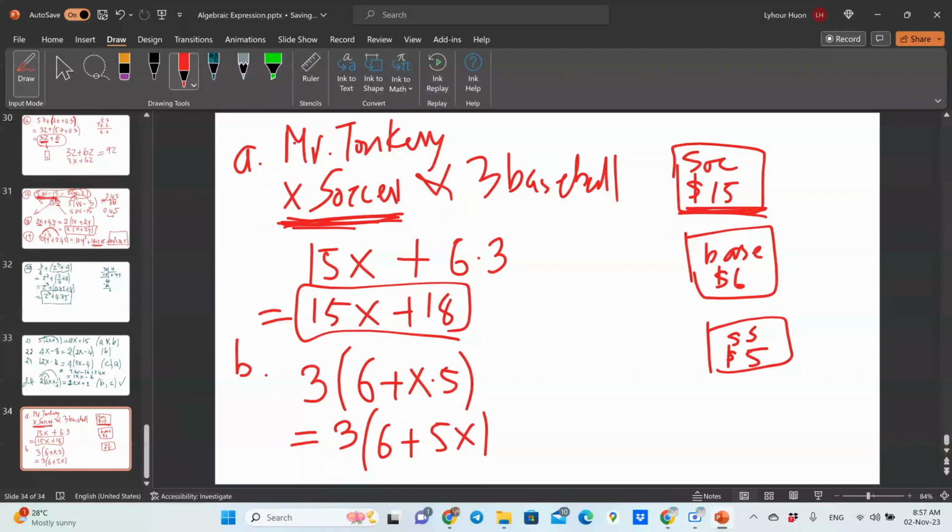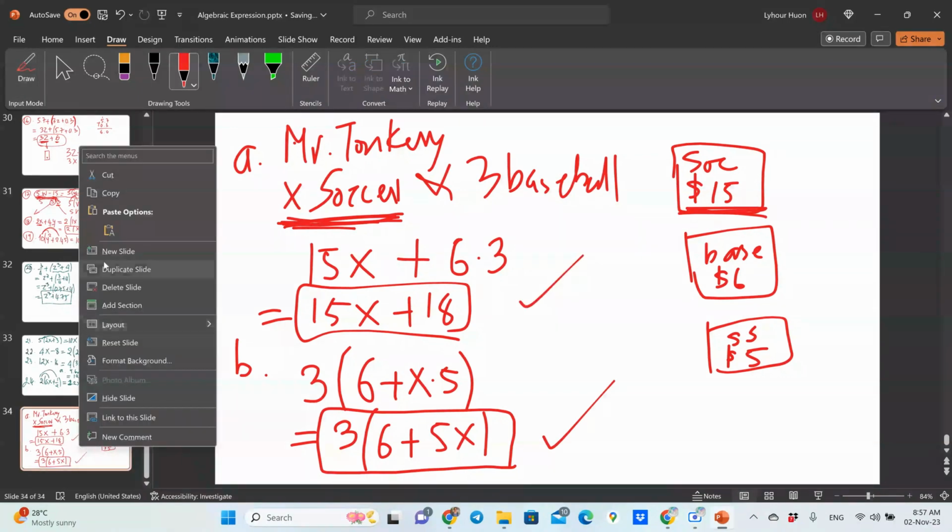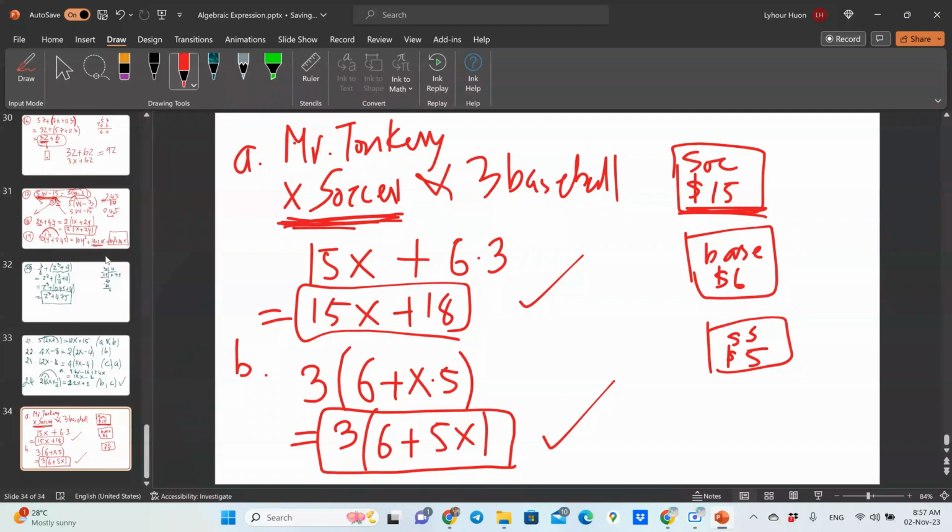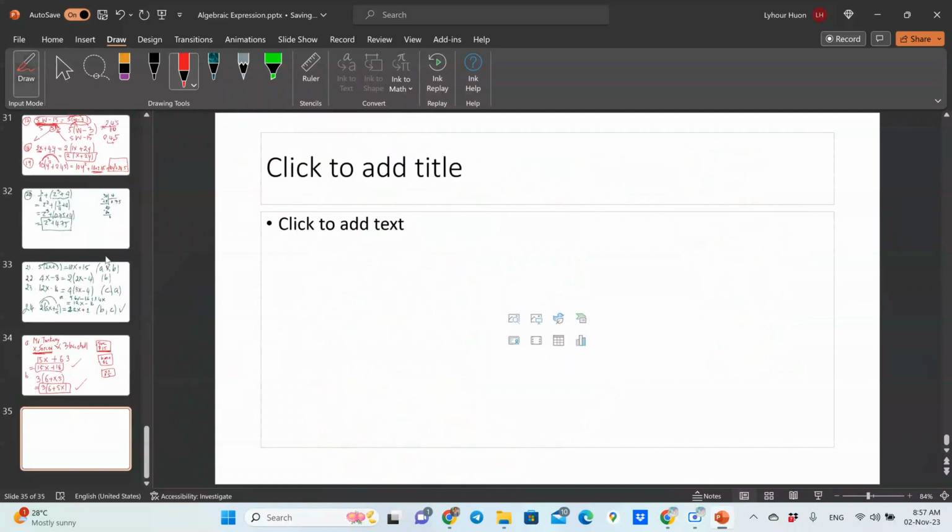You can write x times 5, because x times 5 and 5 times x are the same due to the commutative property. So this is C. Okay, this is A, correct. A finish, B finish. Let's move a little bit further.